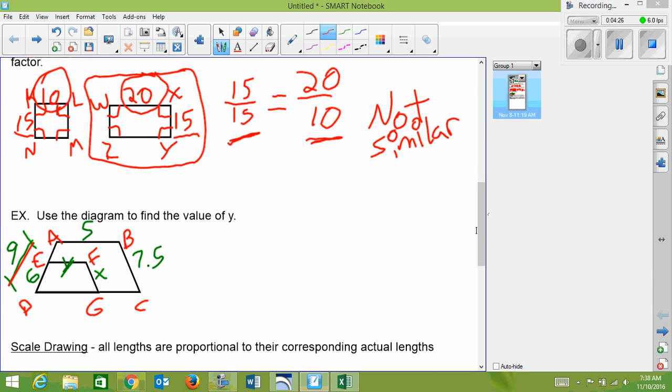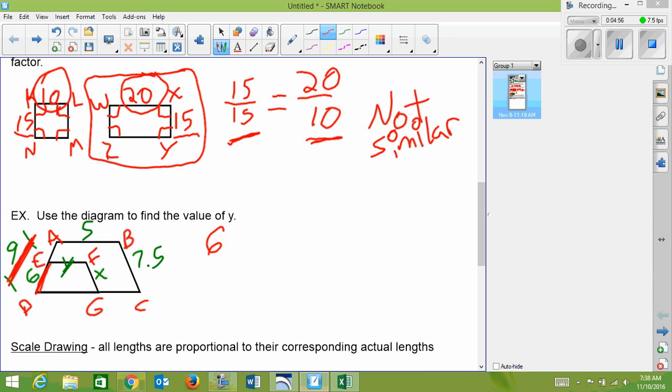So another example says use the diagram to find the value of y. And there's a lot going on in this diagram, but if you just kind of work your way through it, it'll be fine. So the first thing I need to do is figure out which numbers I can use to figure out y. And so I have this smaller side here, and I also have the bigger side, which I wrote out here so that it wouldn't be confused in there.